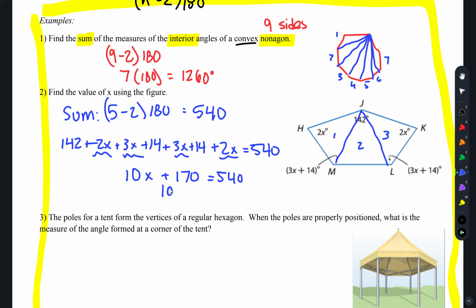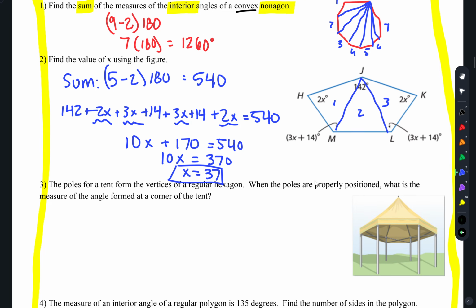And I solve. So for that one, x is 37. Questions on that? We know a sum means we add things together. So do not set things equal. Make sure we're adding things together.